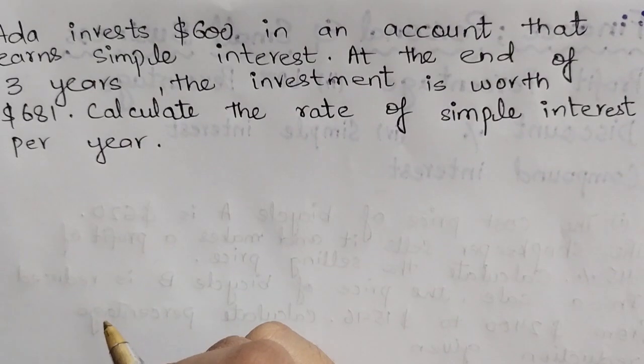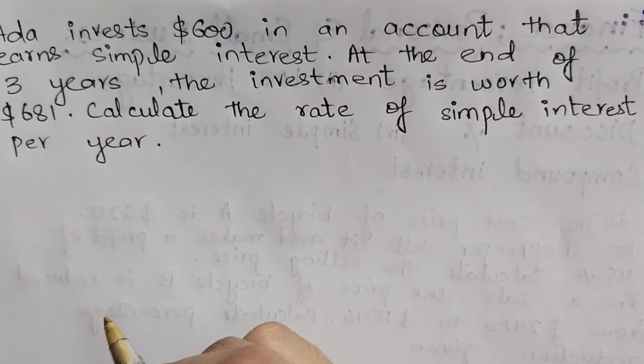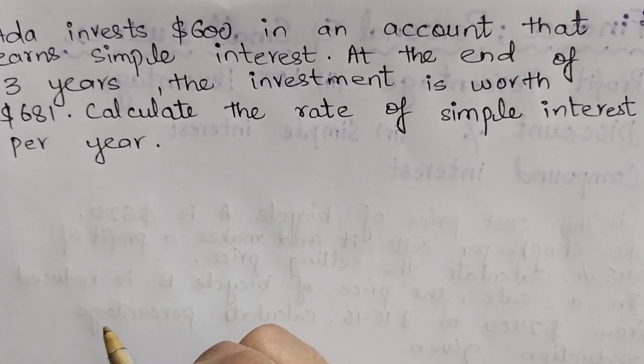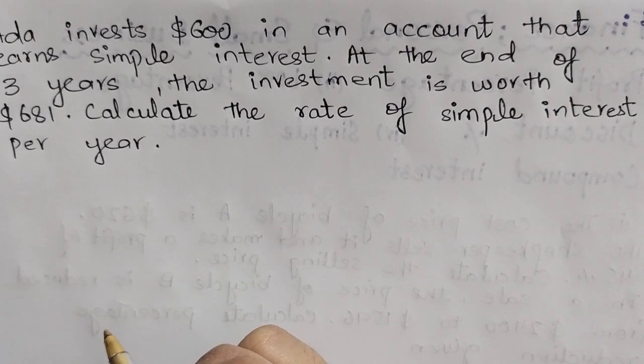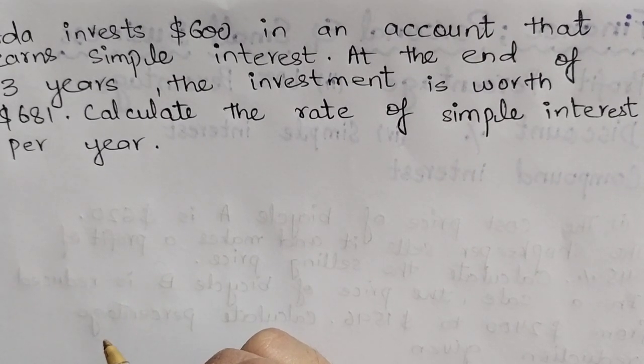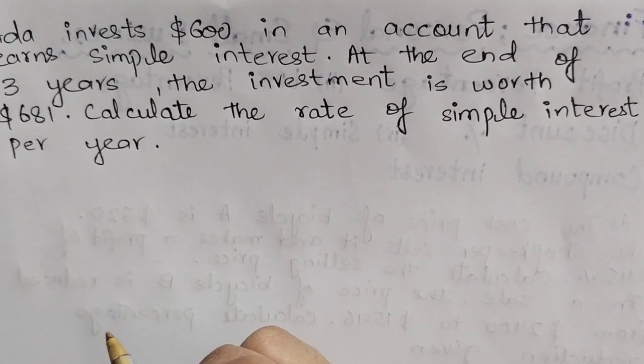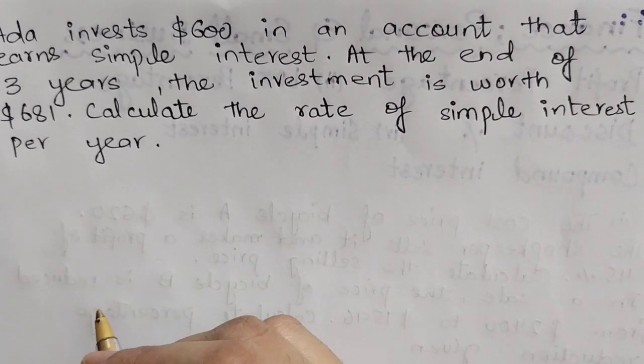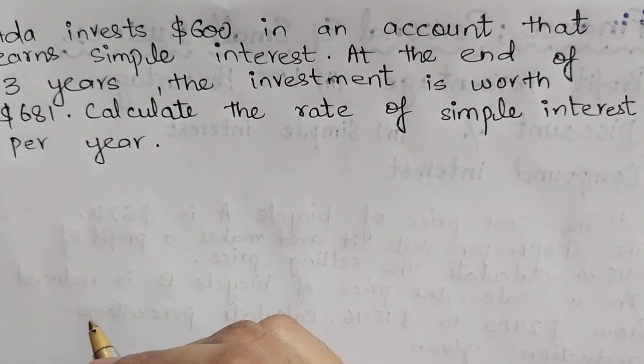Our next question is about simple interest, and we know the formula of simple interest. Ada invests $600 in an account that earns simple interest. At the end of 3 years, the investment is worth $681. Calculate the rate of simple interest per year. What we have to do is firstly find the simple interest.